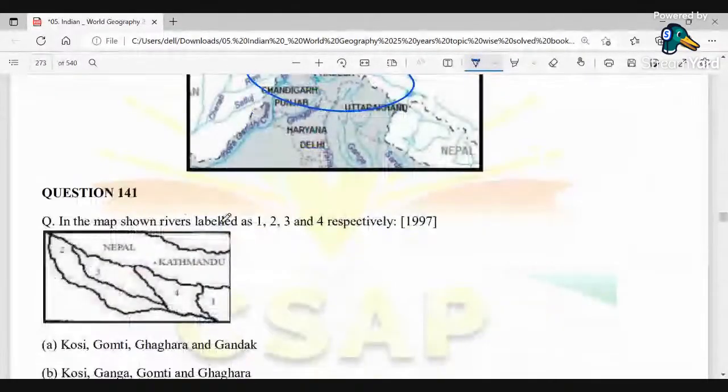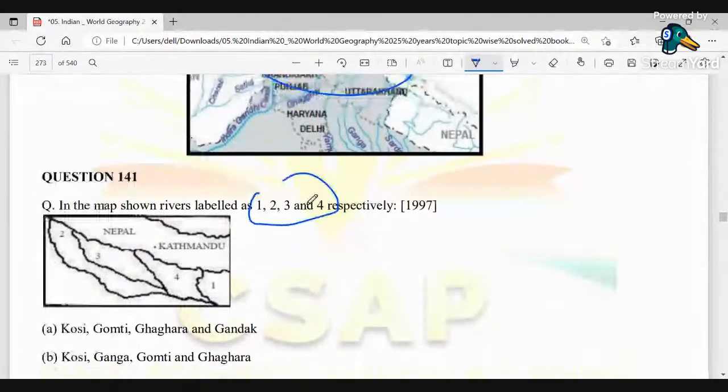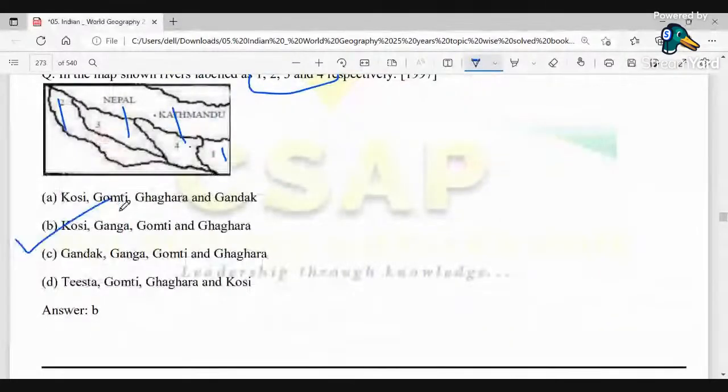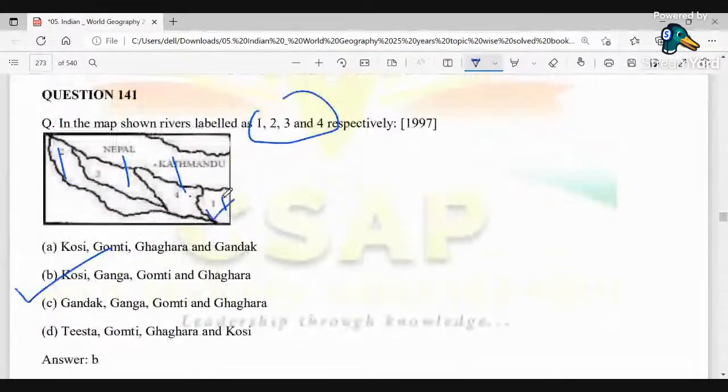Next, in the map shown, the rivers labelled 1, 2, 3, and 4 respectively are. Okay, so this is 1, this is 2, this is 3, and this is 4. So here the correct option is B. That is, 1 is Kosi. This is Kosi. This is Ganga. Then this is Gomti and this is Ghagra. So these are the four rivers that you can see within the ambit of the representations given in the respective picture.